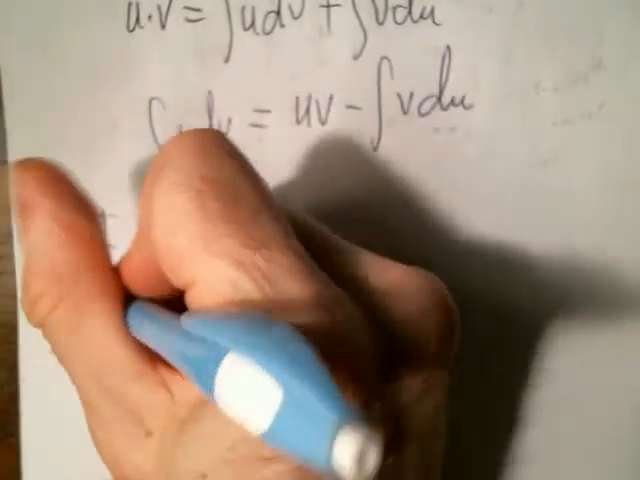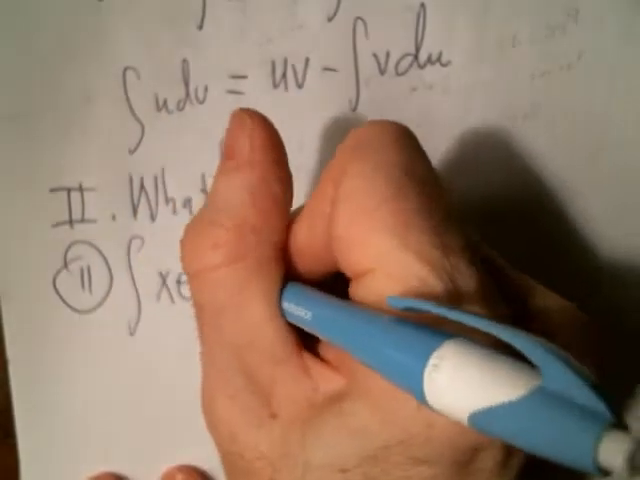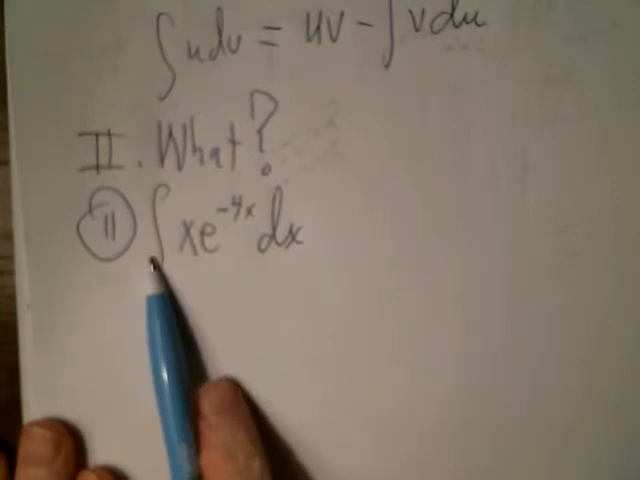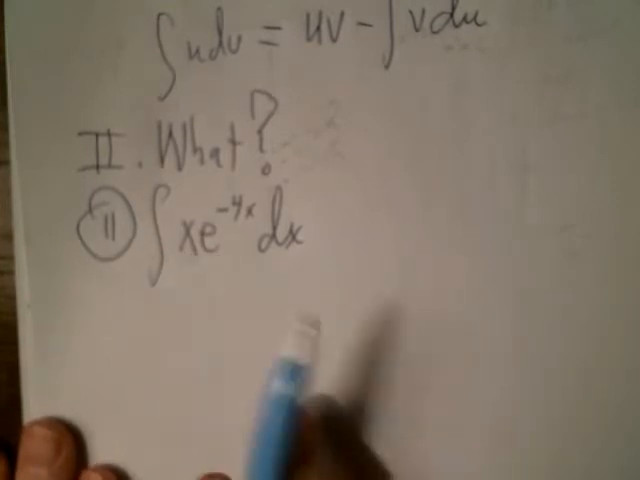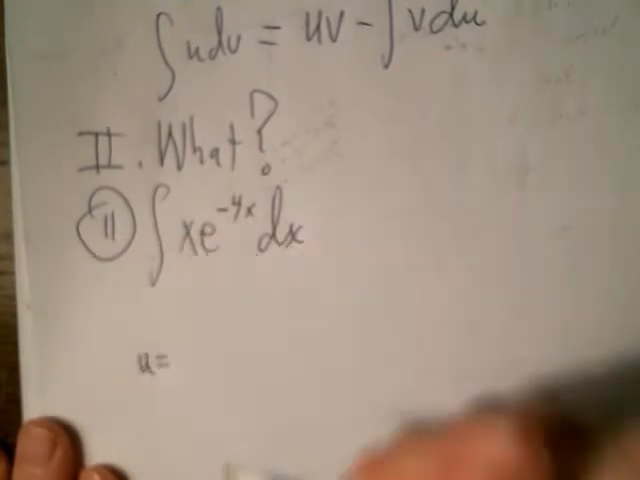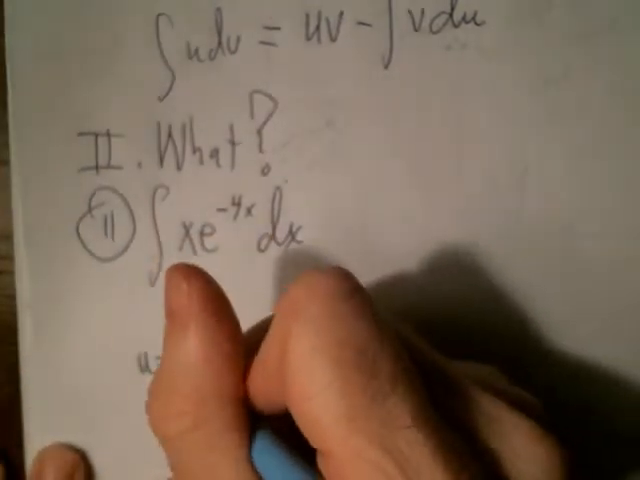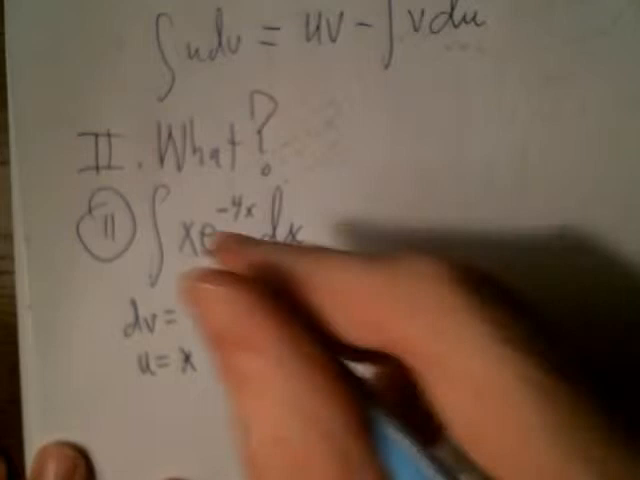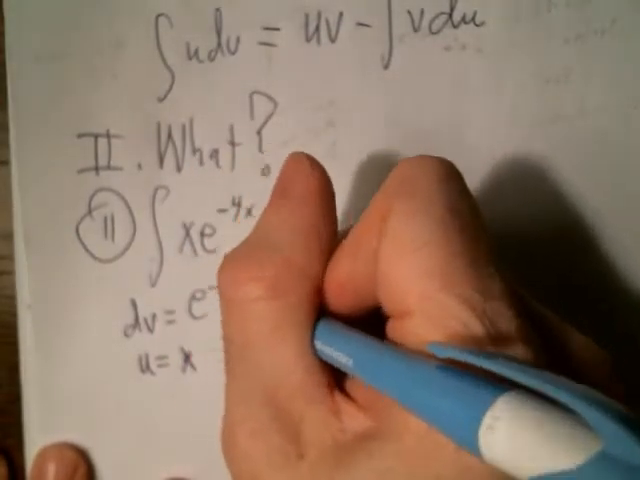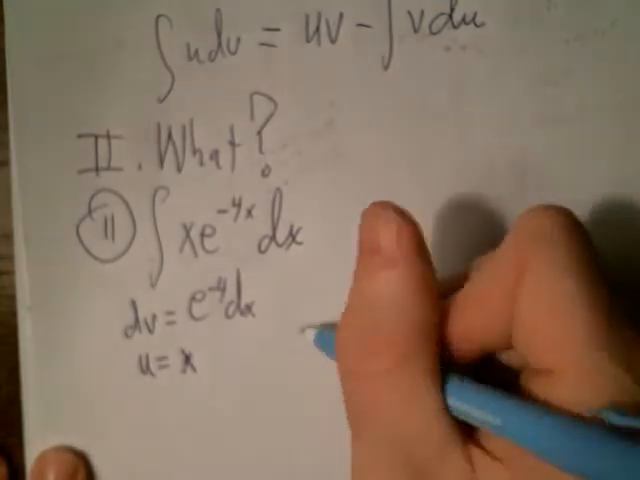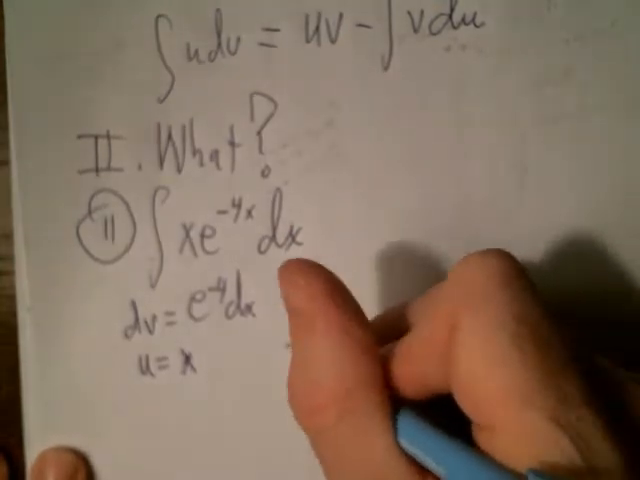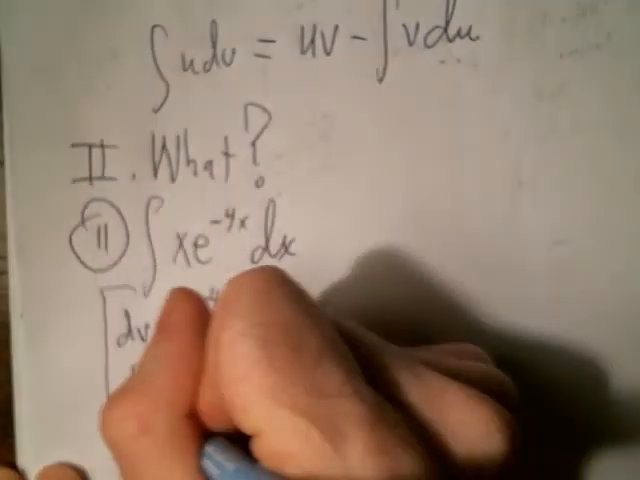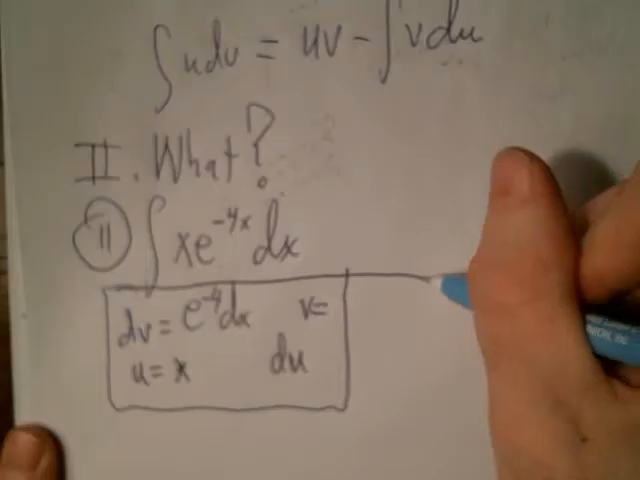Number 11. We have the integral of x e to the negative 4x dx. We have the integral of the product of two functions. So we're going to let one of them be u. I'll let x be u, and the rest of the junk we let be dv, so e to the negative 4x dx. In order to use this formula, I need to know v and du.